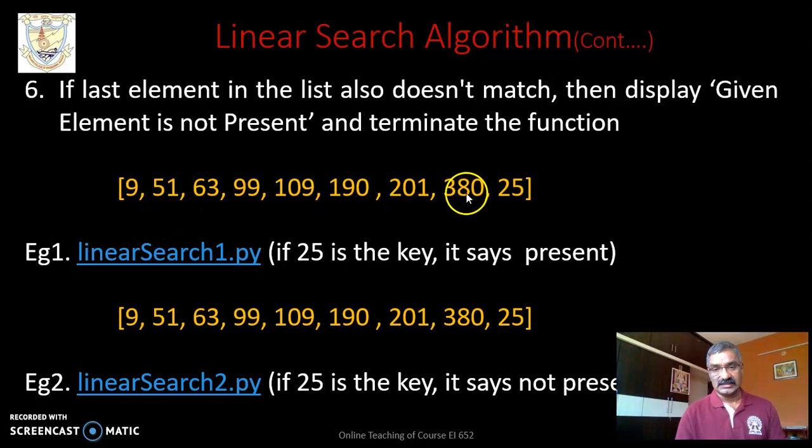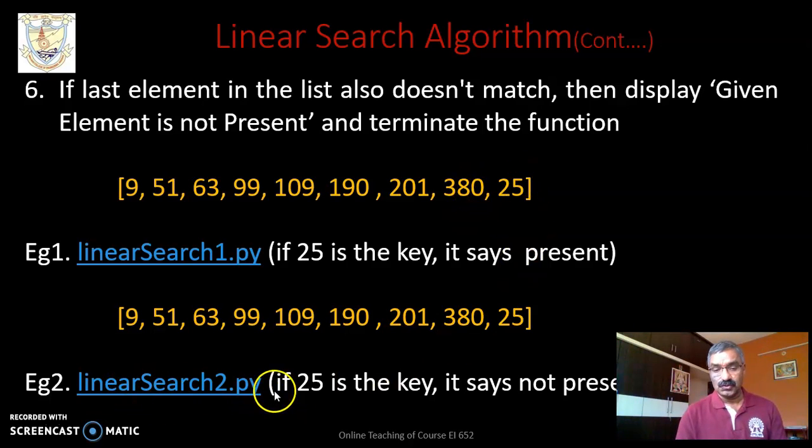searches a list even though the list is not arranged. You see here 9, 51, 63, etc. up to 300 and 380 it is arranged. Afterwards 25 is inserted here. 25 is present of course. So this is an unordered list. The list is not arranged in an order. So linear search 1 program detects yes, 25 is present.